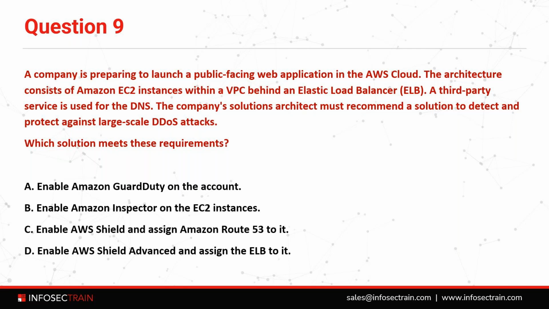Now, let's read the question. The question says that a company is preparing to launch a public-facing web application into the AWS cloud. The architecture consists of Amazon EC2 instances in a VPC behind an ELB, Elastic Load Balancer. So you have EC2 instances behind your ELB. And a third-party service is used for the DNS. The company's solutions architect must recommend a solution to detect and protect against large-scale DDoS attacks.